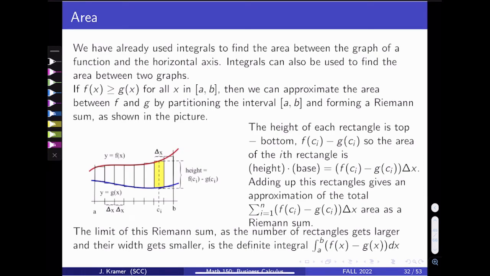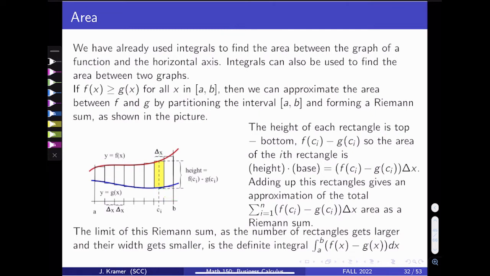We've already used integrals to find the area between the graph of a function and the horizontal axis. Integrals can also be used to find the area between two graphs. If f of x is greater than or equal to g of x for all x in an interval, then we can approximate the area between f and g by partitioning the interval from a to b and forming a Riemann sum as shown in the picture. So we'll break it up into rectangles just like we did in previous sections when developing the indefinite and definite integral. The height of each rectangle is top minus bottom, so that would be the top function, which is f of x, minus the bottom function, which would be g of x.